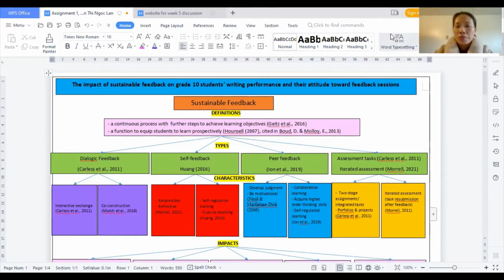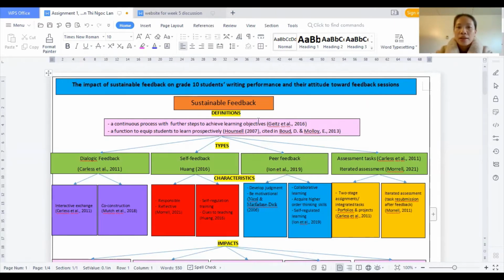So this urged me to find out another way to give feedback more effectively, and I thought of sustainable feedback. So my topic is the impact of sustainable feedback on grade 10 students' writing performance and their attitude toward feedback sessions. And I tried to find some related articles via the ERIC database, Google Scholar, Sage or Taylor and Francis online, as well as Lakehead University Library.